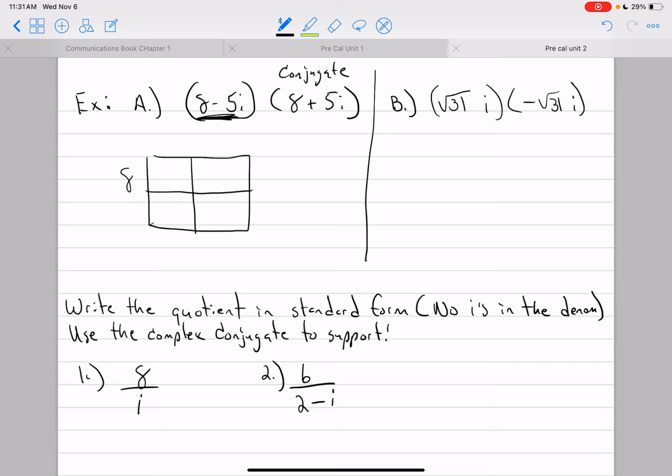Cool, you did it. 8 minus 5i, 8 plus 5i. This is 64. This is 40i. This is negative 40i. And this is negative 25i squared. Look what happens here. The negative 40i and the positive 40i cancel out. You end up with 64 minus 25i squared. We know that i squared is equal to negative 1. So you end up with 64 minus 25 times negative 1.